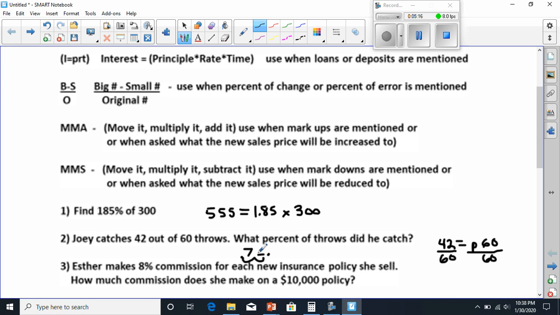Okay, and so that's going to leave me with a 0 to fill in. So this is going to be 70%.